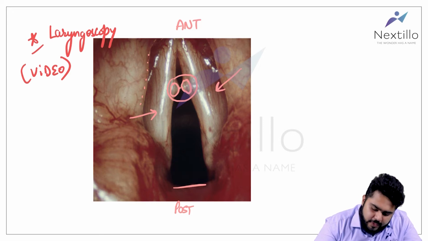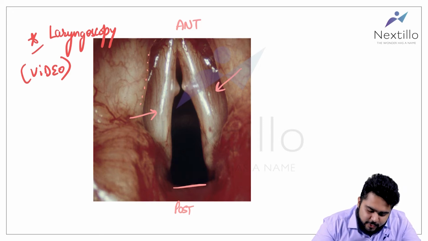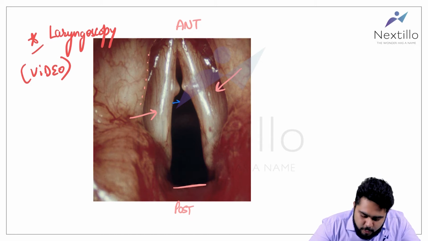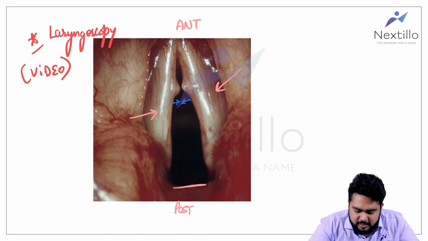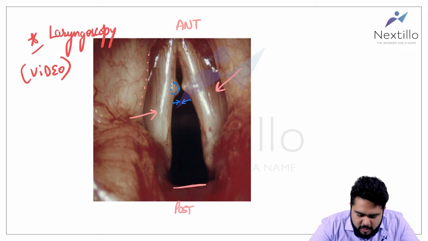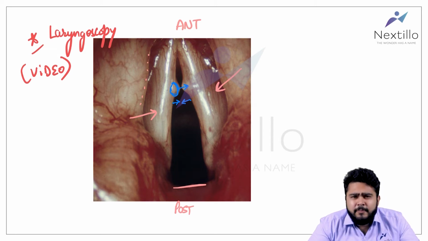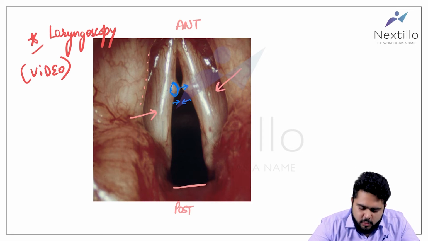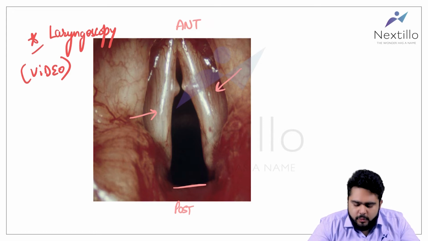And if you again use your brain and try to see, they are opposing each other. Why? Because if on one side there is a nodule, whenever this comes close, this touches the other side, and because of friction it causes a nodule on the other side also. So this is a bilateral vocal nodule.